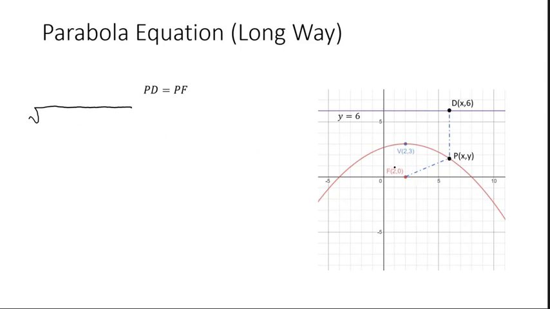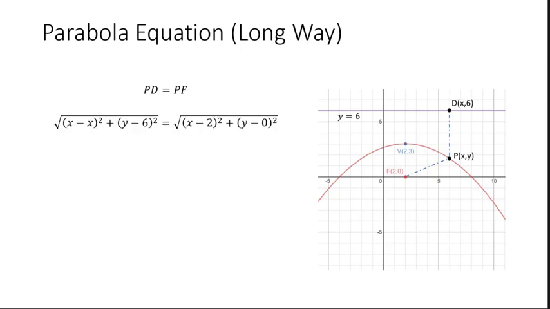We can subtract the x values of P and D. So if we look at P and D, subtract the x values, we have x minus x, and then we square that. Plus, we subtract the y values of P and D, so you have y minus 6, then we square that, equals, and then PF, do the same thing. So P and F, we have x, y, and 2, 0, so we can subtract the x values of P and F, so we have x minus 2, and then square it, plus subtract the y values, y minus 0, or just y, and then square that as well. And we see that all typed up right here.